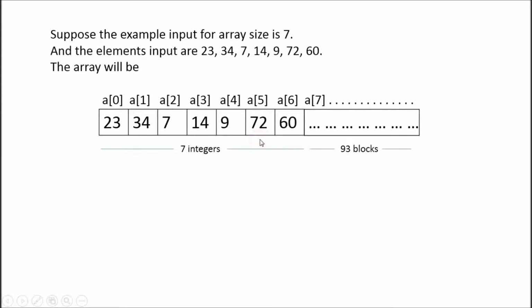An array is created now. For example, if the array size input was 7 and the elements input are 23, 34, 7, 14, 9, 72, 60, the array will be like this. The first 7 positions will be assigned the values entered by the user, and the remaining 93 blocks will be assigned 0 or a junk value depending on the compiler you're using. An array element is accessed by its index or subscript. If you want to know what a subscript or index is, go ahead and check the other playlist.